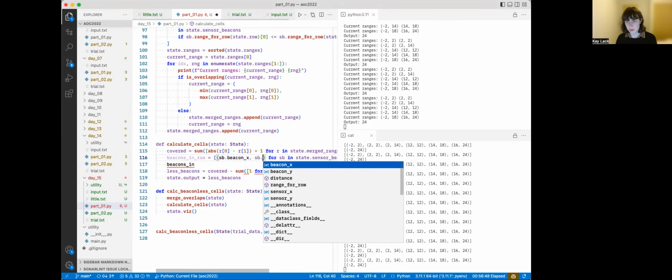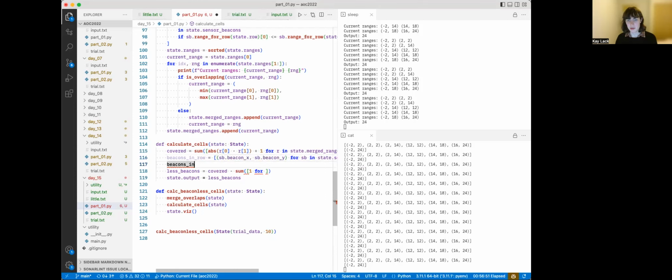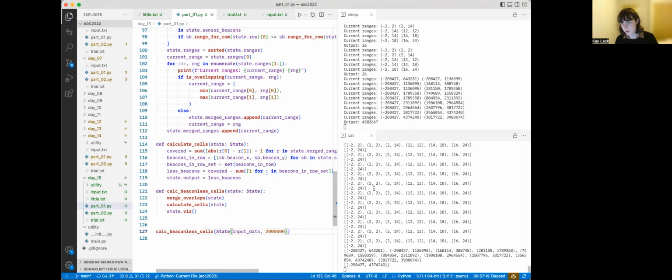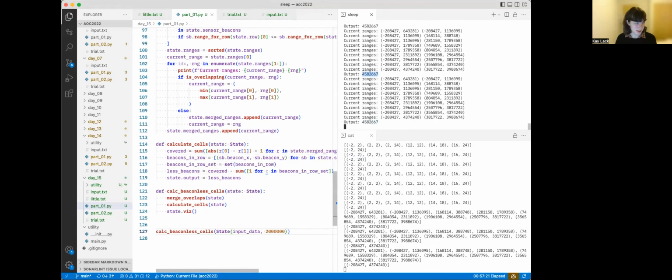Beacon X, beacon Y. Okay, now we get 26. Can we rescue this at all from a lead? 2, 1, 2, 3, 1, 2, 3. Well, it's a different number at least. Let's try it out.